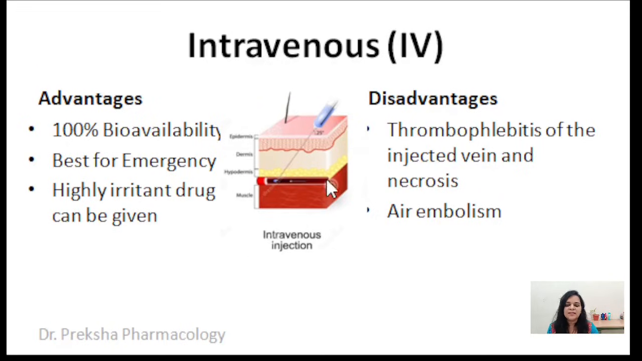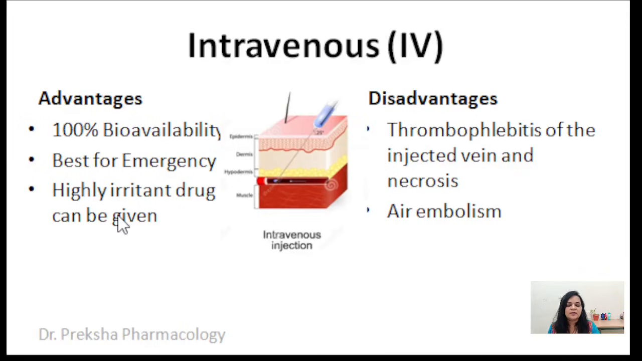So here you can see in the figure that the drug is given by intravenous route and the angle of this is 25°. So that is the technique to administer the intravenous route of administration, and advantage of this route is 100% bioavailability because the drug is bypassing the first pass metabolism. It is best for the emergency. Whenever there is an emergency situation and if you want immediate onset of action, then you can use this route.